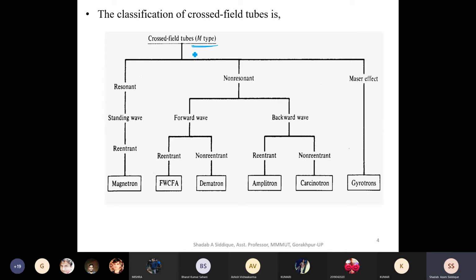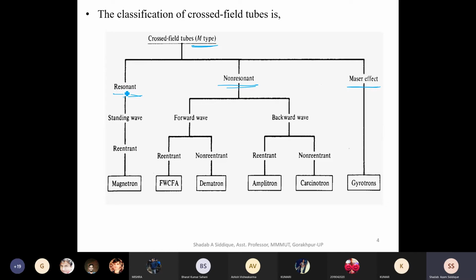In the classification we have the cross-field tube, also called the M-type tube. Another type is the O-type, the linear tube, which also has its own classification. But here we have the classification for the cross-field tube. It is divided into three categories: resonant cavities, non-resonant, and magnetron effect.